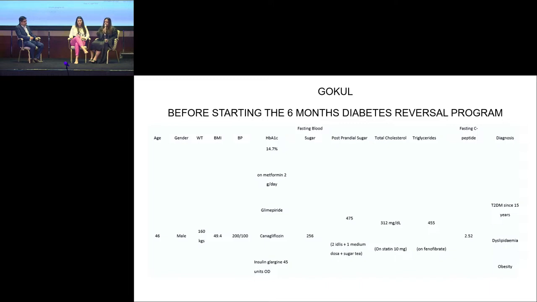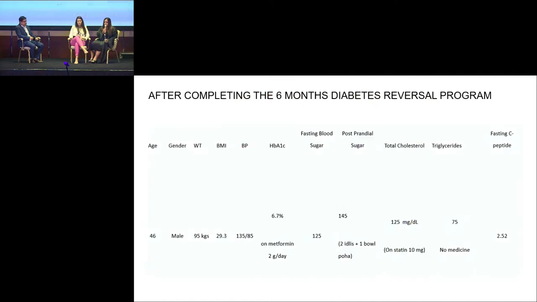I did the same with this gentleman, and this is his before-after photo. In 6 months, he actually came down to 95 kilos from 160 kilos. His HbA1c was 6.7 on only 1 drug. The 475 came down to 145. So I couldn't believe it myself, honestly, that this has actually happened, and what I'm doing is working. But when I thought about what I did with him, it was just the basics.